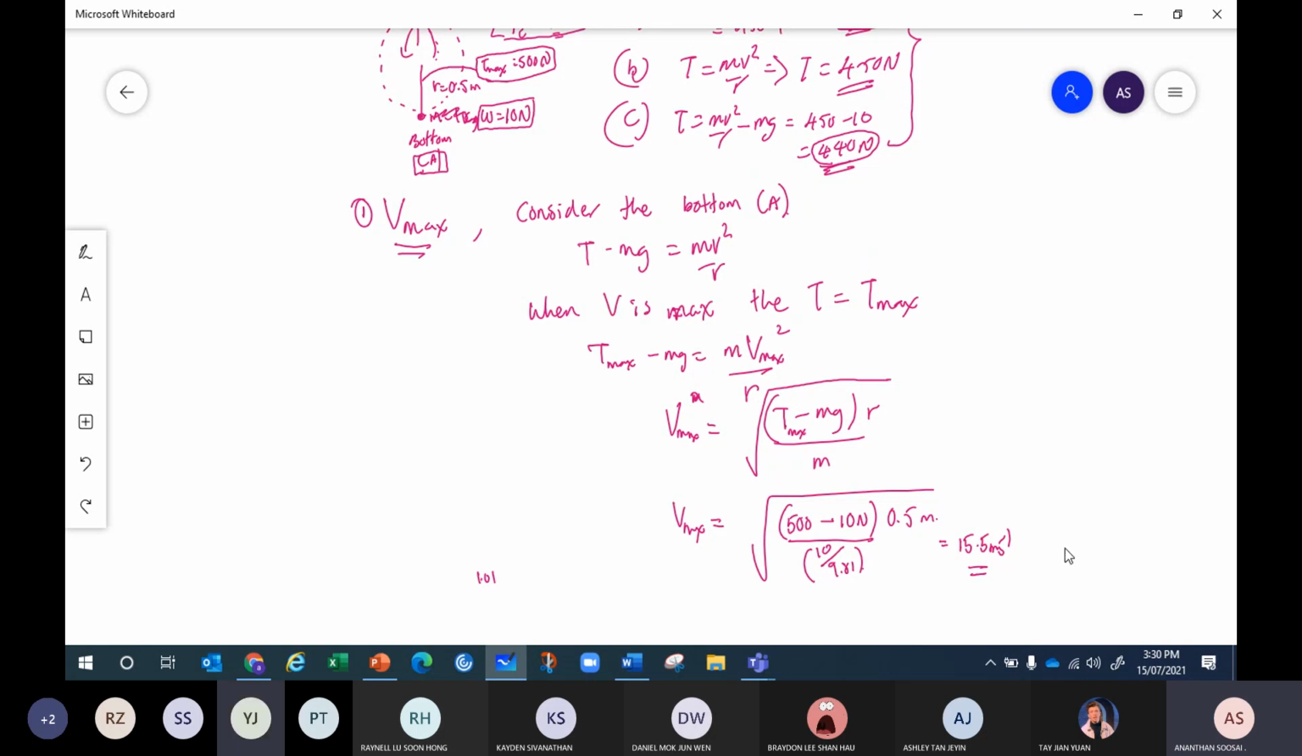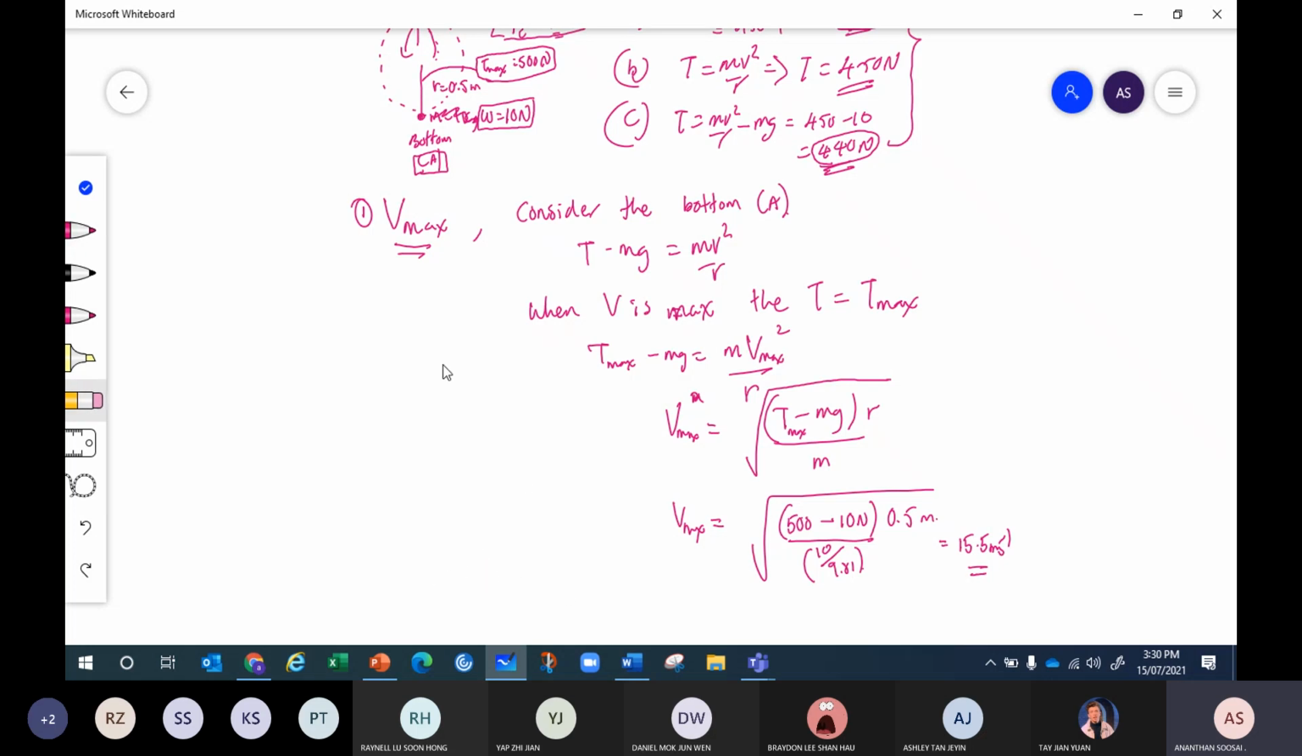Sir, shouldn't the top be the critical point? Okay. There are actually 2 points. That's the top for another type of speed. That is V minimum. Do you agree? V minimum, we consider the top. That's the next question.